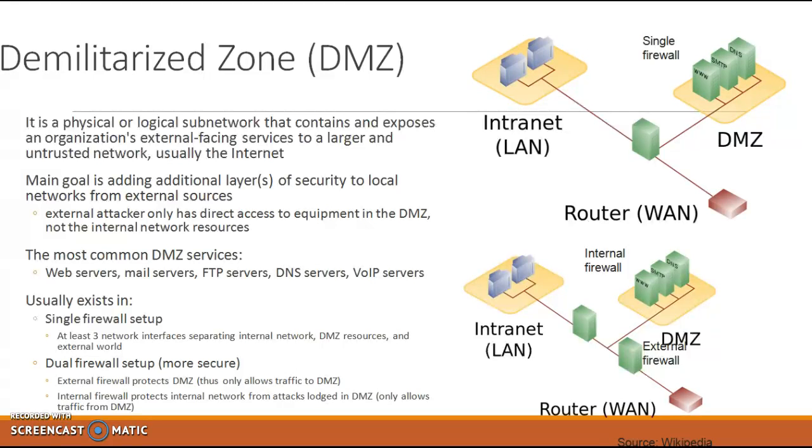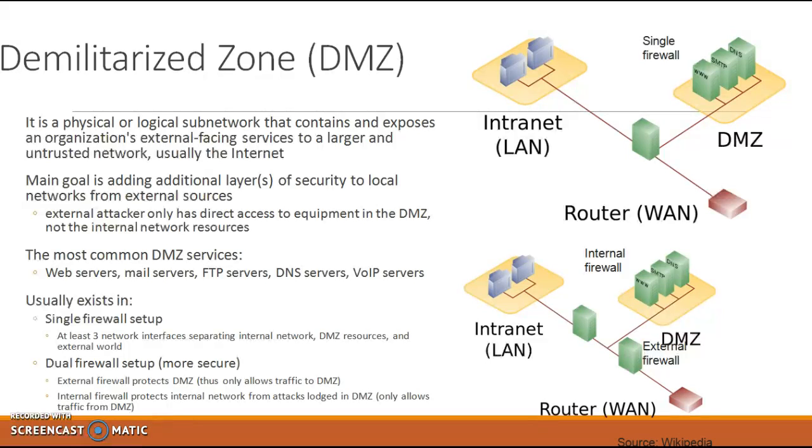What is a demilitarized zone? It is a zone between the very secure area, which is called the local area network, and the WAN, a very unsecure area, that is the internet. So the internet is the most insecure area, and the LAN, the intranet, is the most secure area. So the DMZ is in between these two. It's a kind of mediator between the WAN and the LAN.